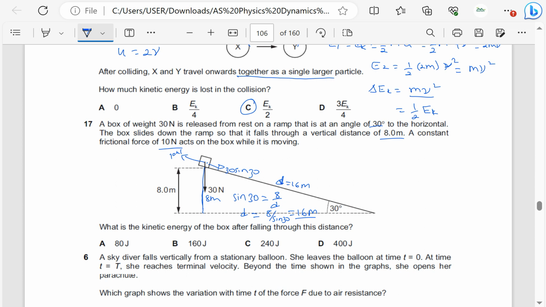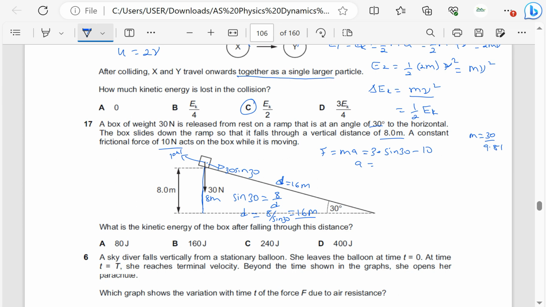So the resultant force, by Newton's second law, resultant force is ma, which is going to be 30 sine 30 minus 10. So that means the acceleration is going to be: 30 sine 30 is 15, minus 10, that is 5, divided by the mass. So what is the mass? We have the weight. So the mass is the weight over acceleration due to gravity, 30 divided by 9.81.